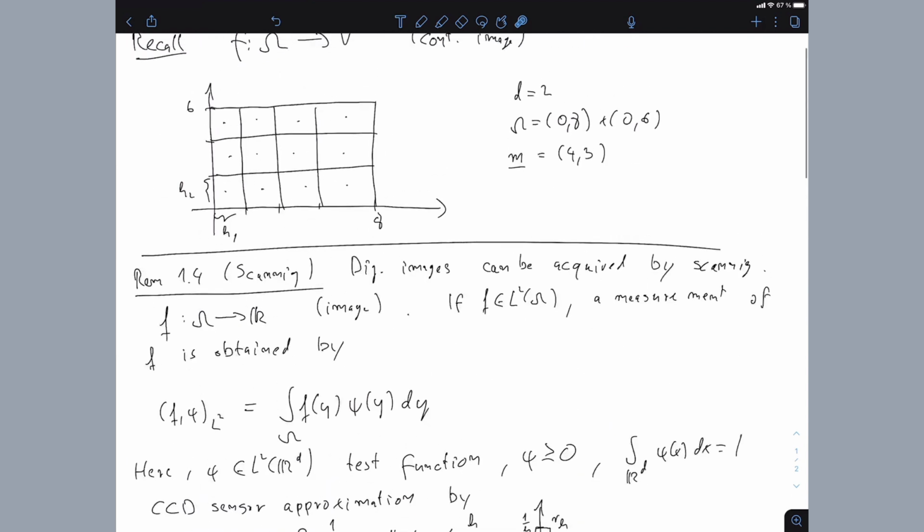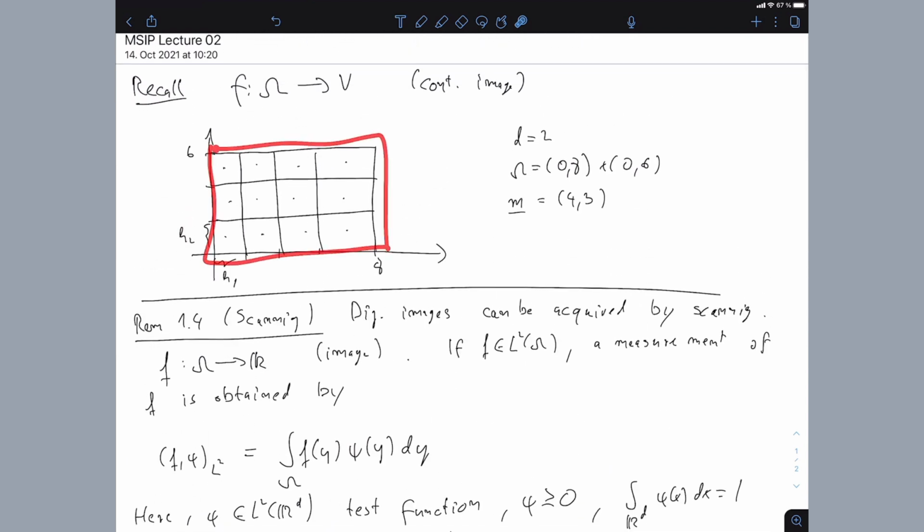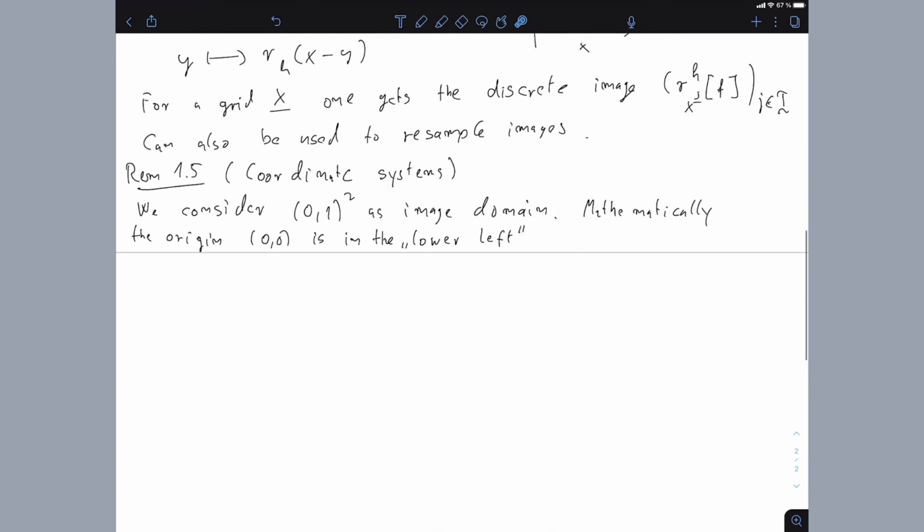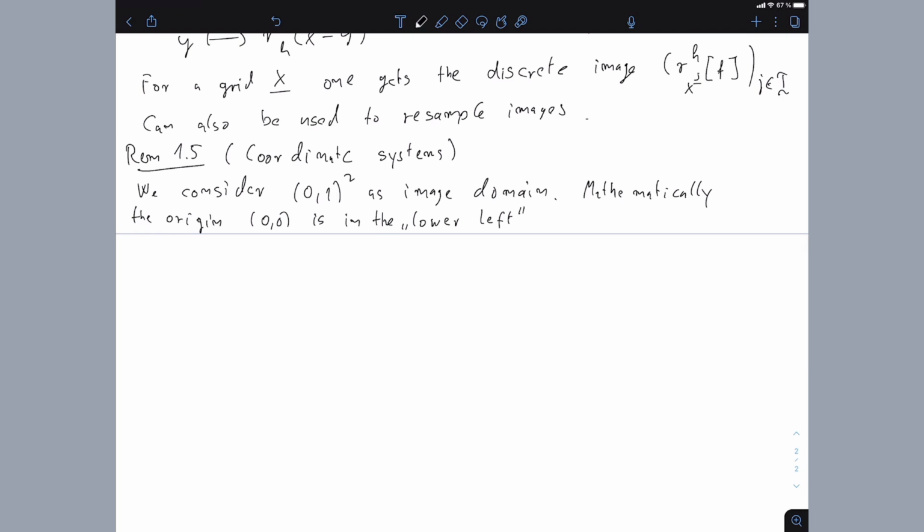Yeah, so this is what I implicitly assumed here. Here's 0,0, here's 8,0, and 0,6. So that means in the lower left, I have the origin. But it's different if you have a digital image displayed on the screen.